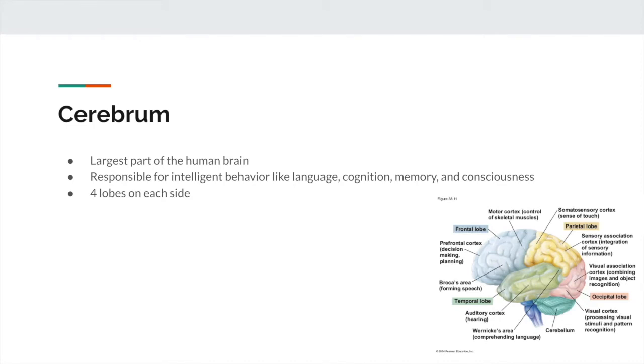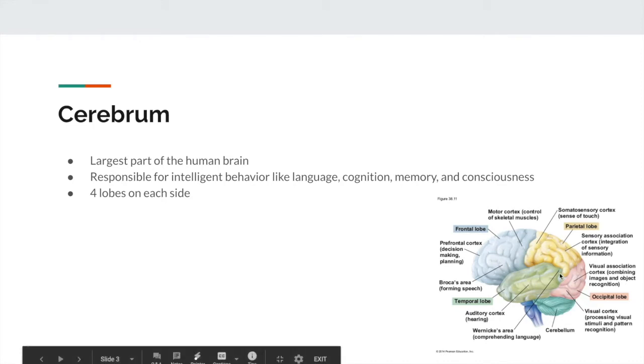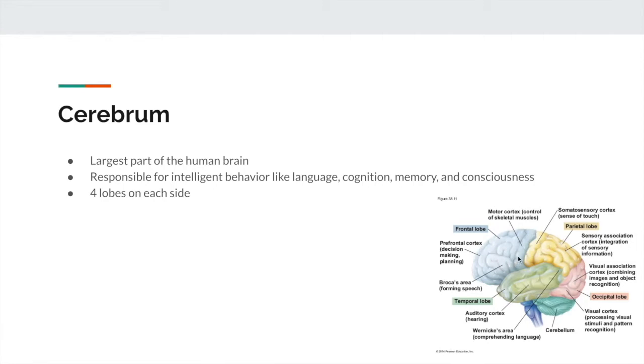The next part of the brain that we're going to be talking about is the cerebrum. This is the main part of the brain that you normally think about. It's this area right here that I'm dragging my mouse over. And so this is actually the largest part of the human brain. And actually, in humans, the cerebrum is larger compared to the brains of other animals of similar size. And so the cerebrum is actually responsible for much of the behavior that we call intelligent, like language, cognition, memory, consciousness, ability to do mathematics, creativity. All that stuff is mostly in part due to the cerebrum.